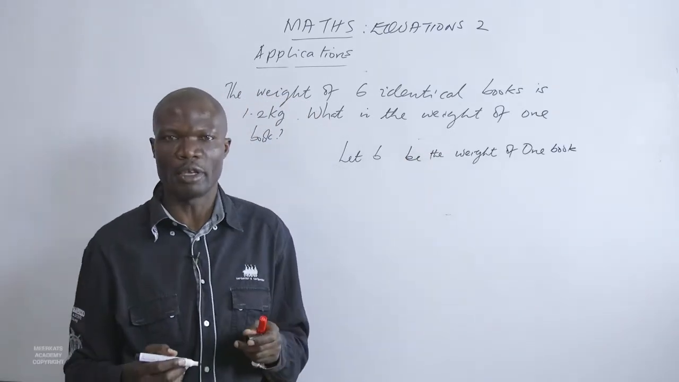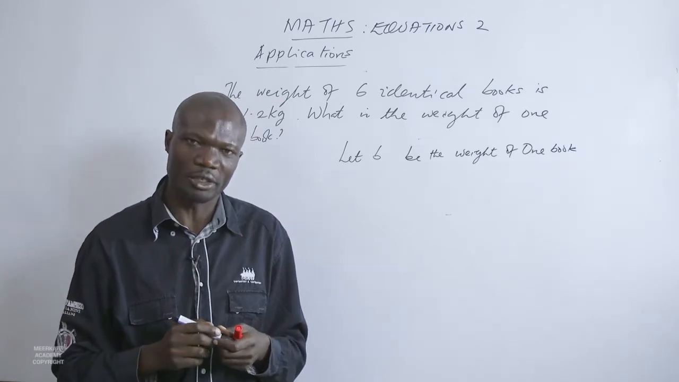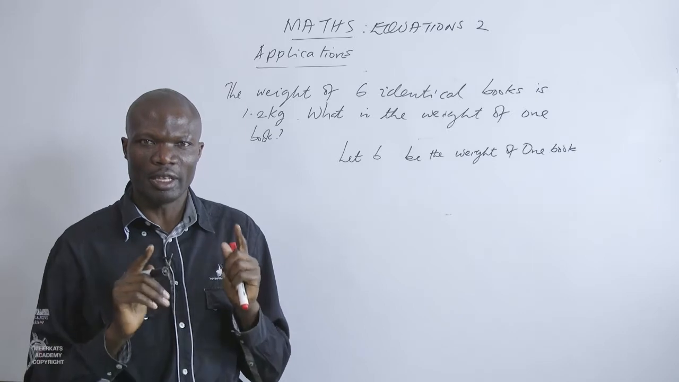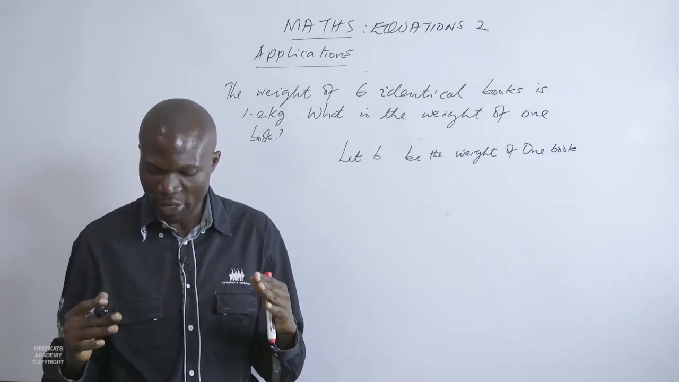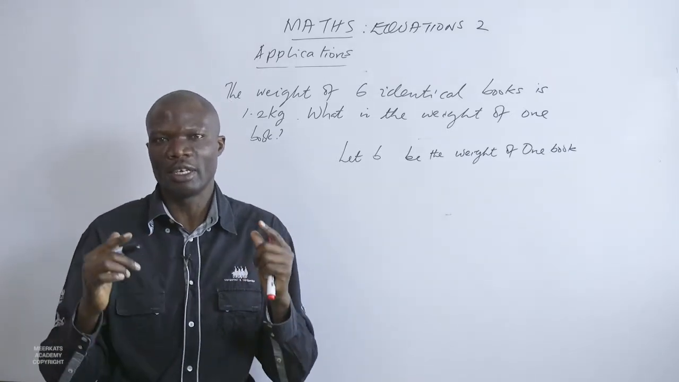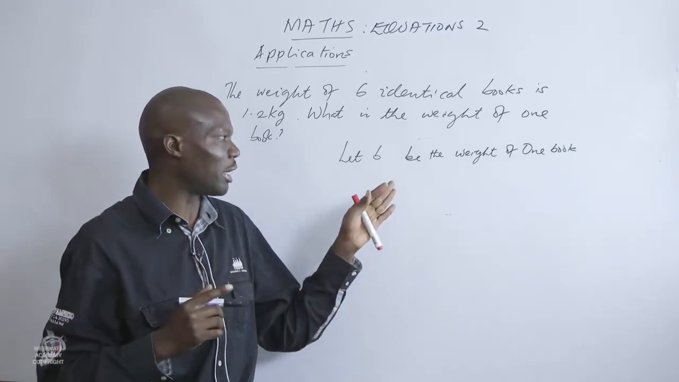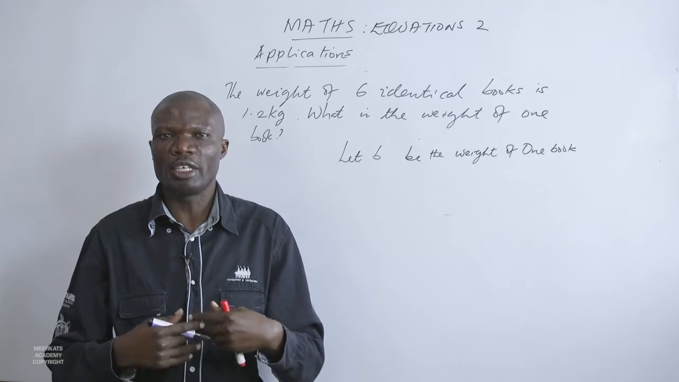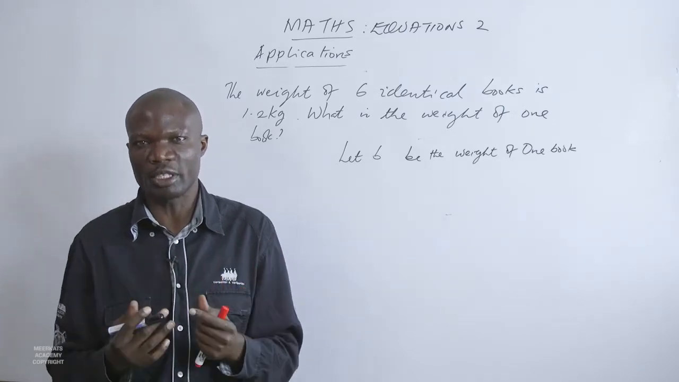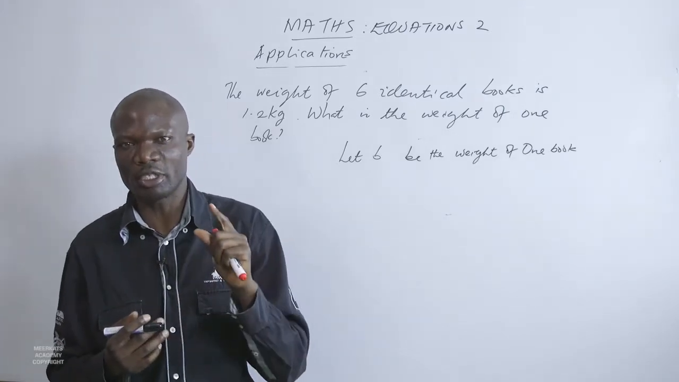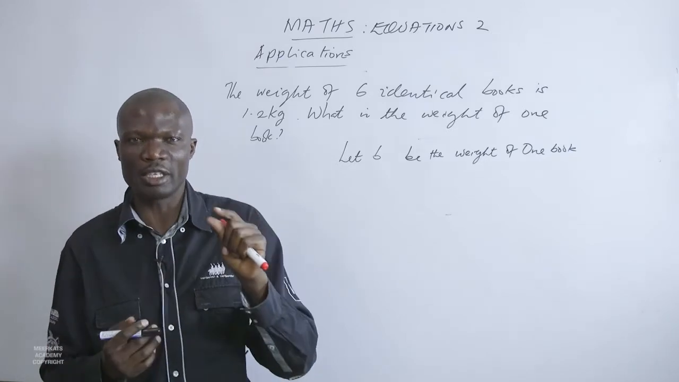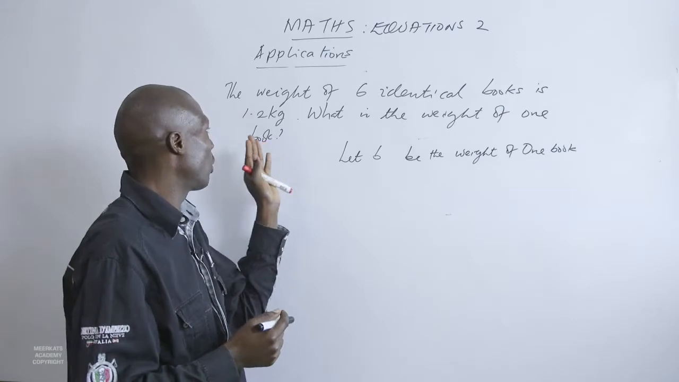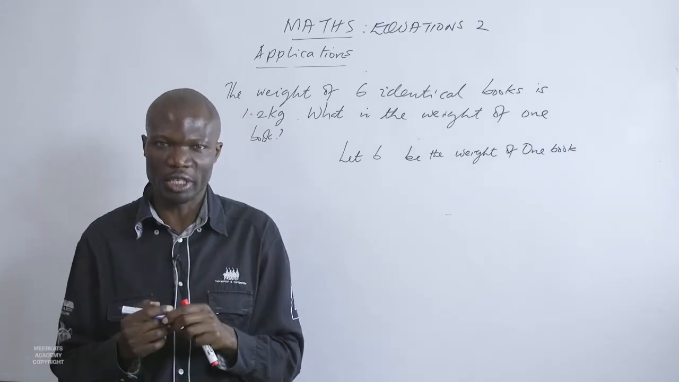Let B be the weight of one book. That is the first part. We have defined a pronumeral for the unknown, which is weight. Then second, we write an equation for that situation. And the equation would reflect the situation that the weight of 6 books is 1.2 kilograms.